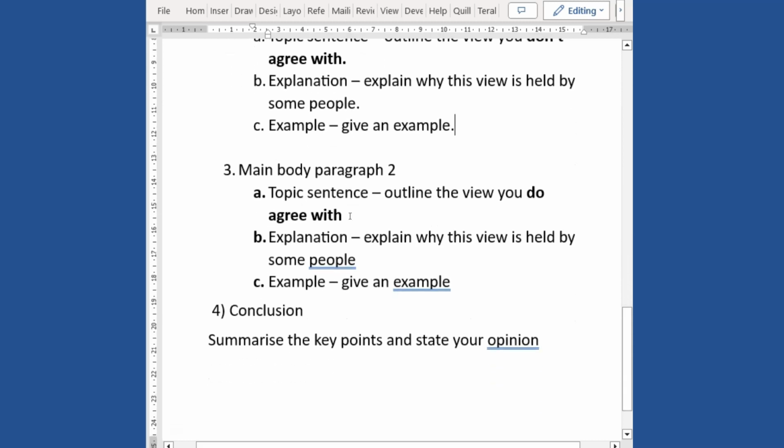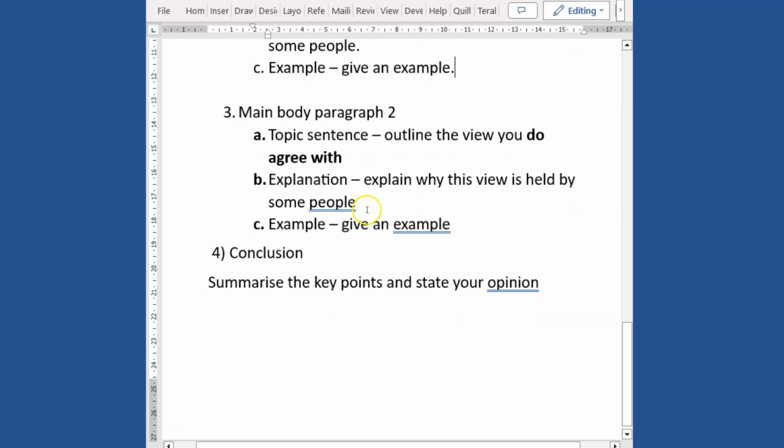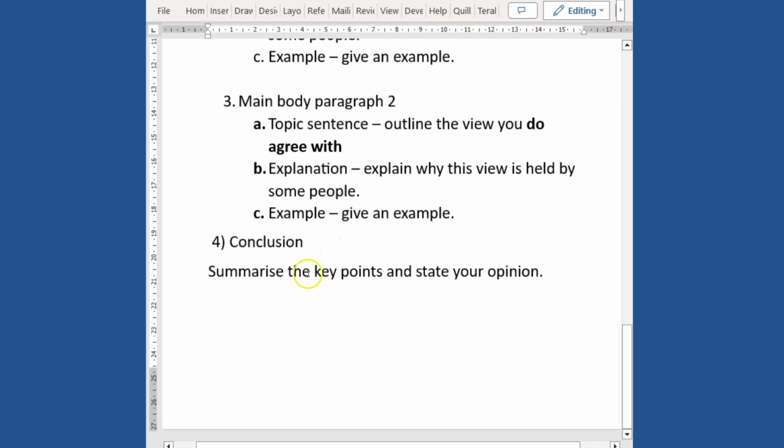Now you pick on the second body paragraph, where you outline the view that you agree with. Remember, the first one, you start with the one that you don't agree with, and then you come to the one that you agree with. You outline your view, you explain, and then you give a supporting statement, which is the example, and then you come to the conclusion, where you summarize all your key points and still stay on the opinion.